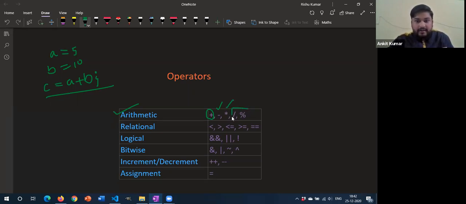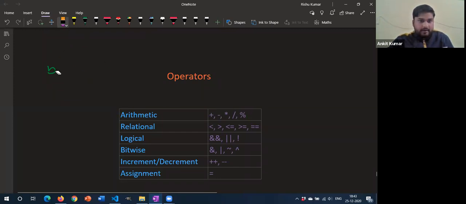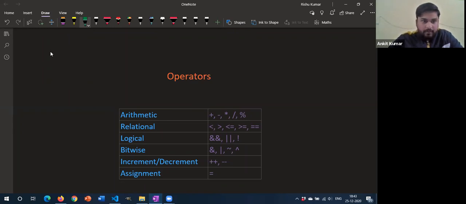But the new thing is division and this percent sign, which we call percent, but in technical terms it is known as the mod operator. Let us see how this mod operator works. Let me give you an example, and then you will be able to differentiate between the division operator and the mod operator. Suppose you have the number 10 stored in A, and another variable B with the value 2. Now you are writing A divided by B. It means you are dividing 10 by 2.